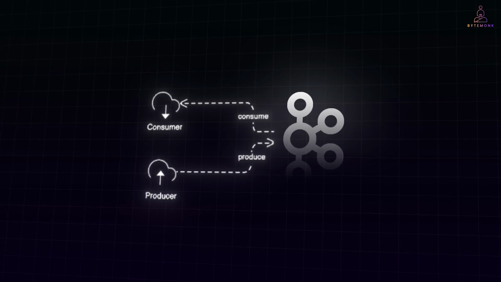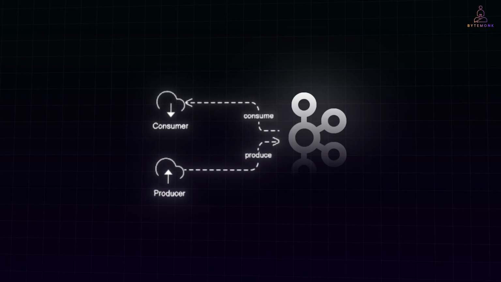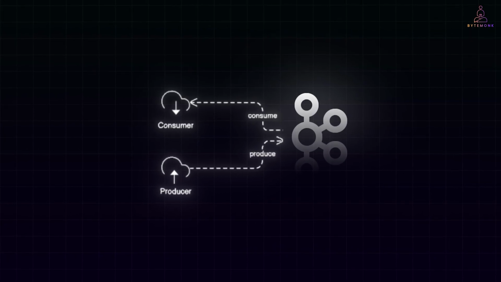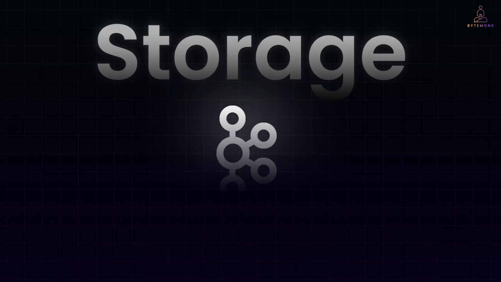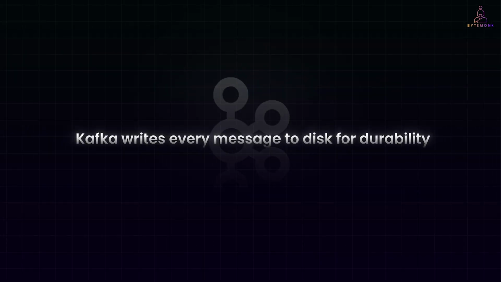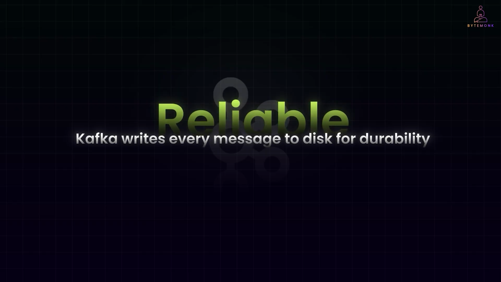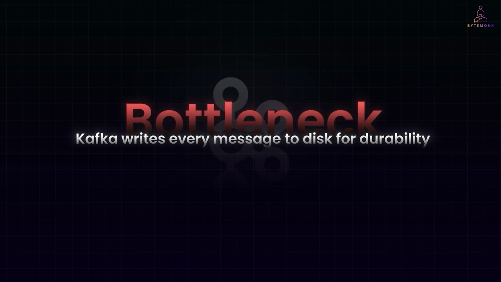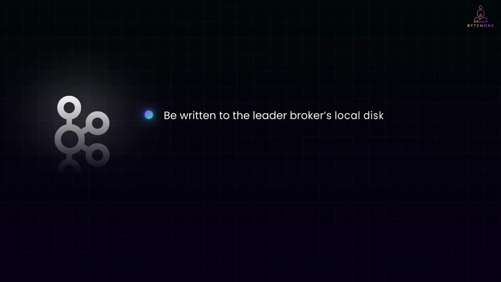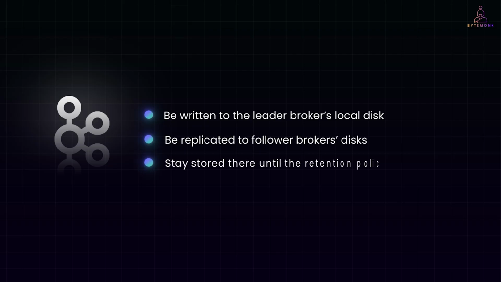So what's the catch? Now, as Kafka's adoption exploded, one part of the architecture started to show limits: storage. Remember, Kafka writes every message to disk for durability. And that's a good thing. It's what makes it reliable. But at scale, those disks become a bottleneck. Every message that enters Kafka has to be written to the leader broker's local disk, be replicated to the follower brokers' disks, and stay stored there until the retention policy deletes it.